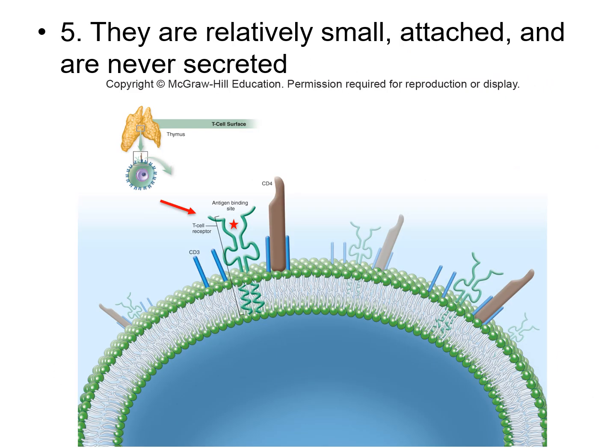The fifth characteristic of the T lymphocyte receptor is that they are relatively small, they remain attached to the membrane, and are never secreted. We're going to talk about a B cell receptor later, and it will be secreted.